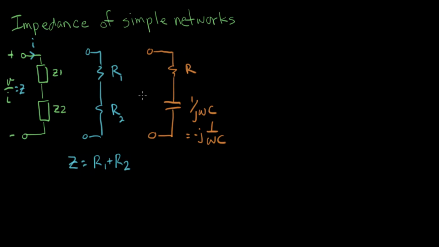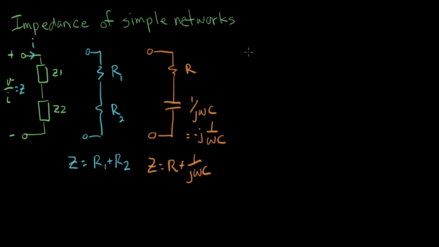So if I want to know the impedance of this network here, Z is... Now, this is the great trick of doing this transformation. We can use the same laws that we know for resistors on this transformed circuit. We've transformed it into the frequency domain. So the series combination of two impedances is the sum of the impedances. R plus 1 over J omega C. This is the impedance of this network here.